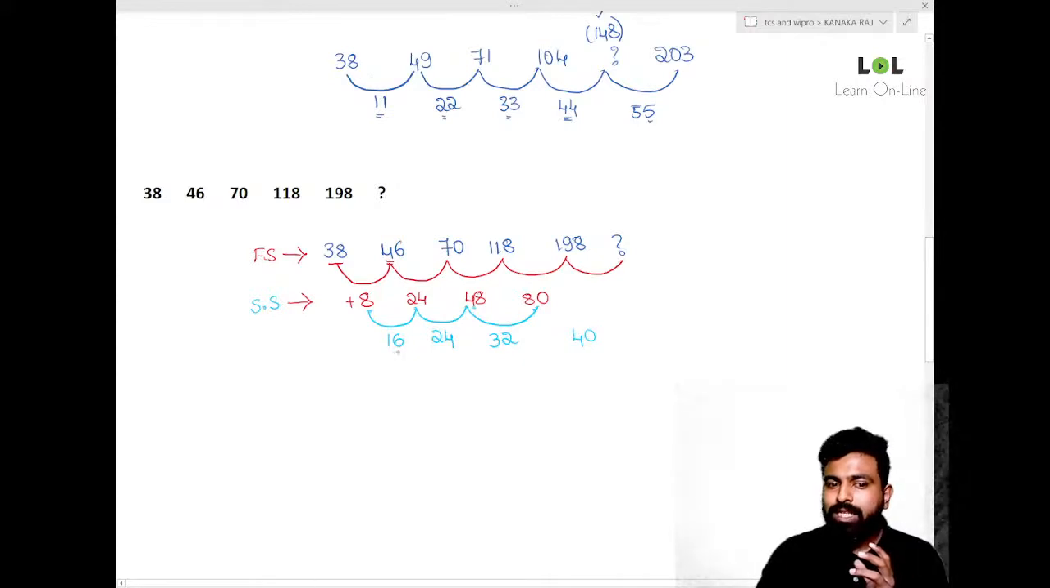So look at this. 16. What is 16? 8 into 2. Or look at this. What is the difference between 16 and 24? The difference here is 8. 24 and 32.